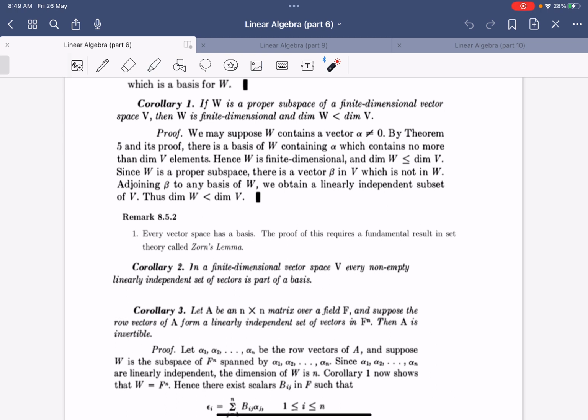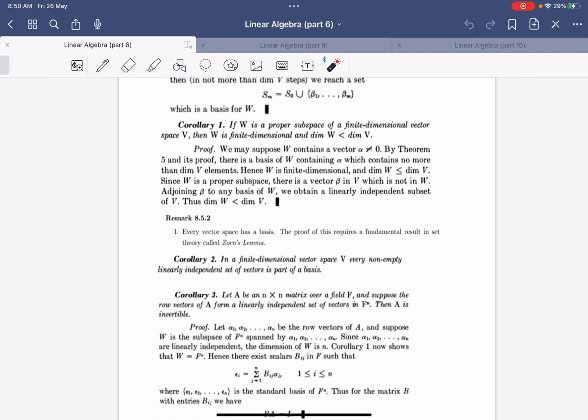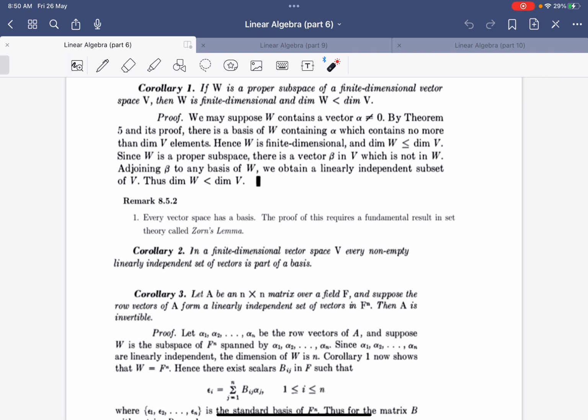Another corollary is that if V is a finite dimensional vector space, then every linearly independent set is a part of a basis, meaning that if you have something linearly independent, it must have fewer elements than some basis, but it can be formed from the basis vectors itself.